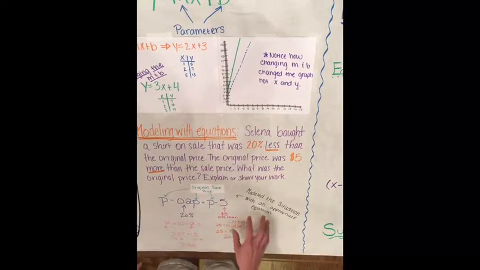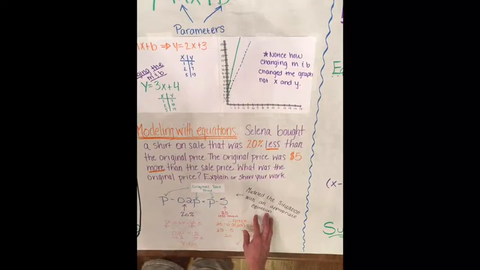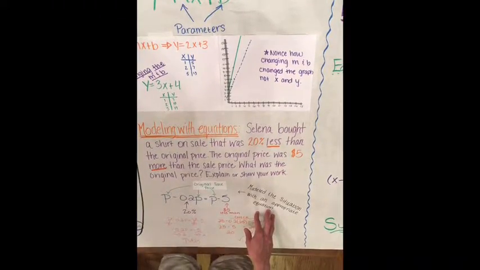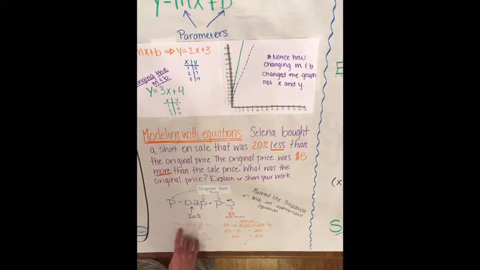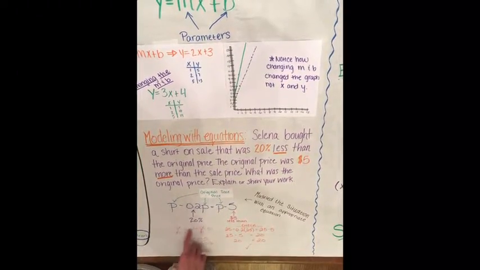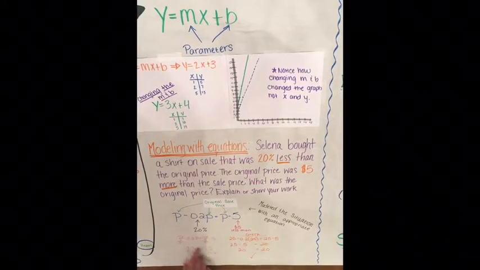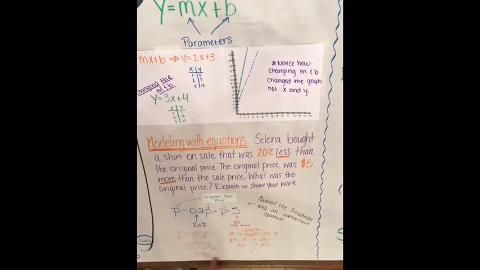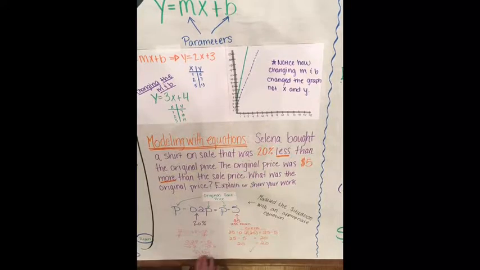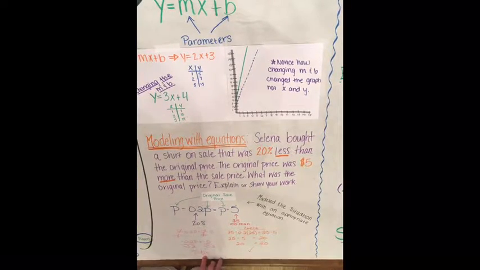And now that they've modeled this situation with an equation, and we remember over here at our modeling cycle, we formulated, now we've got to compute. So we're going to compute this. We're going to look at it. We're going to start solving. Well, when we solve, we subtract p from both sides. We get negative 0.02p equals negative 5. Divide out the 0.02. And we get p equals 25.